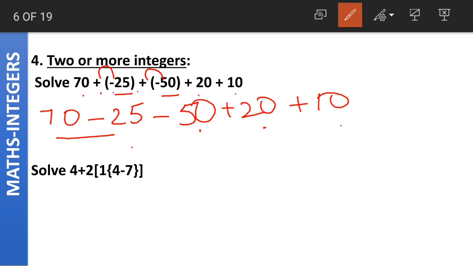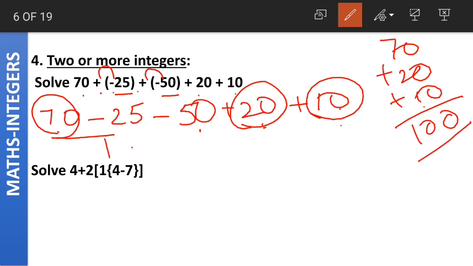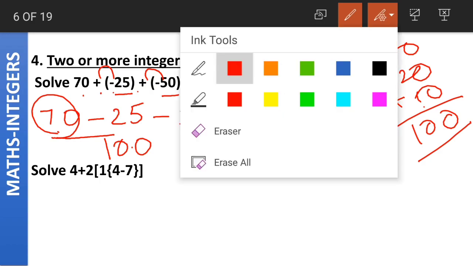So what we should do is take out the positive numbers and add them up. 70 plus 20 plus 10. What will the answer be of 70 plus 20 plus 10? 7 plus 2, 9 plus 1, 10. 100. The sum of positive integers is 100.